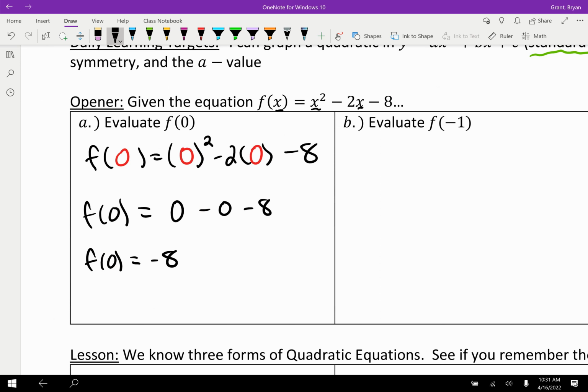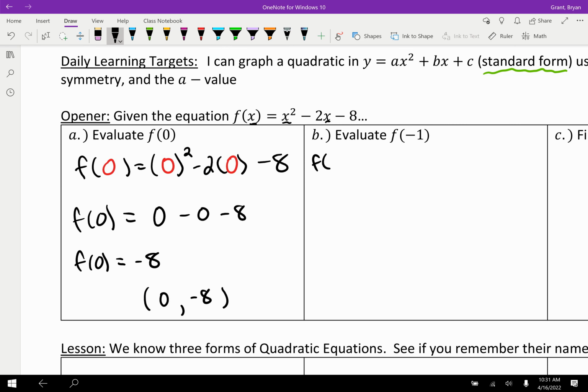And you should remember, and this will become important later on today, that although you can write your input and output using function notation, the other way we have to show an input and output is, of course, a coordinate pair. Our input was 0, the output was negative 8. All right, let's do the same thing again. F of negative 1 this time.